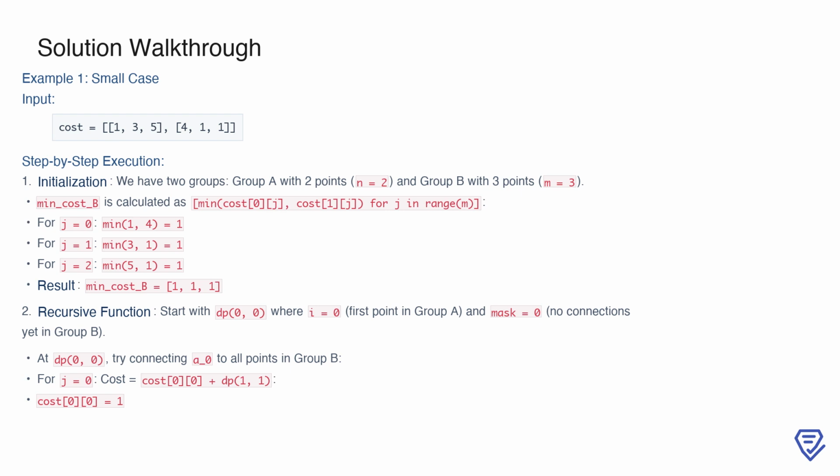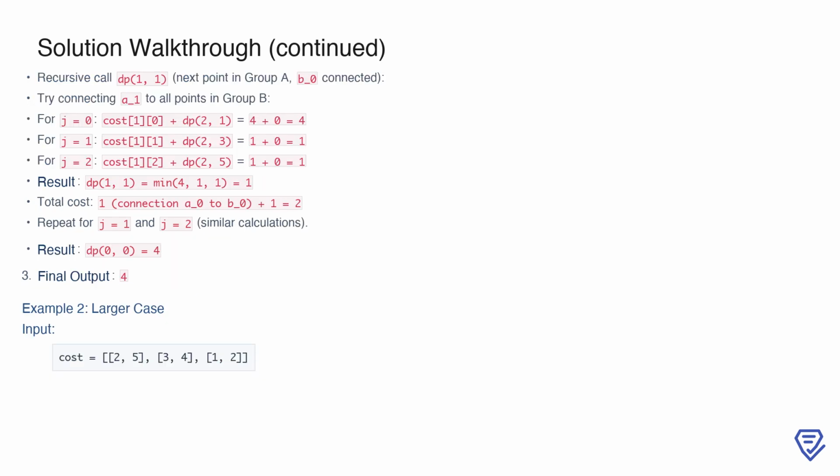in Group B. For example, connecting A_0 to B_0 has a cost cost[0][0] equals 1, plus the result of a recursive call to dp(1, 1), which represents moving to the next point in Group A and marking B_0 as connected. When the recursive call dp(1, 1) is made, we calculate the cost of connecting the second point in Group A, A_1, to all points in Group B.